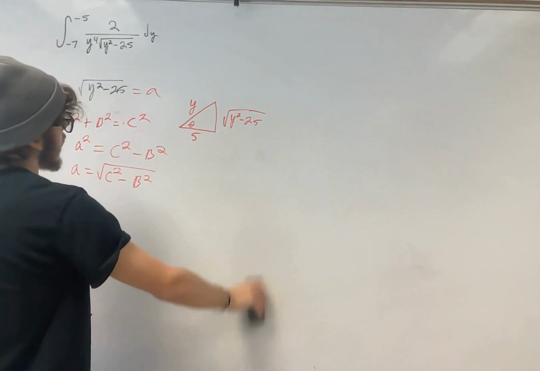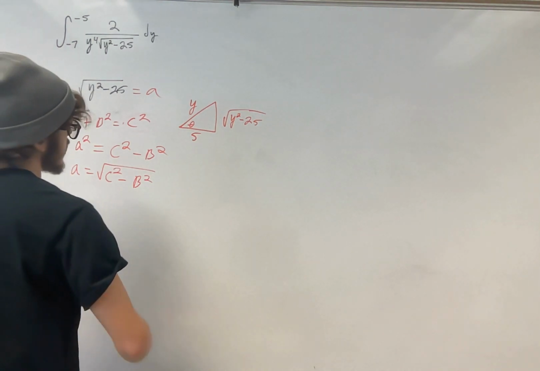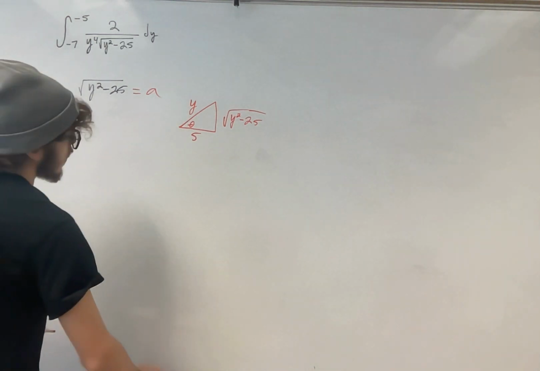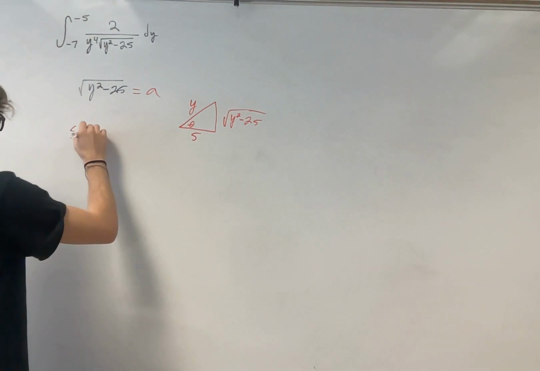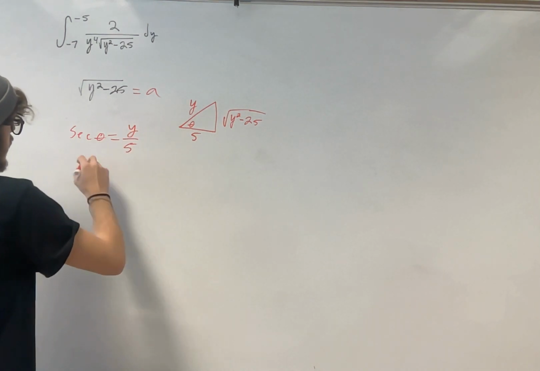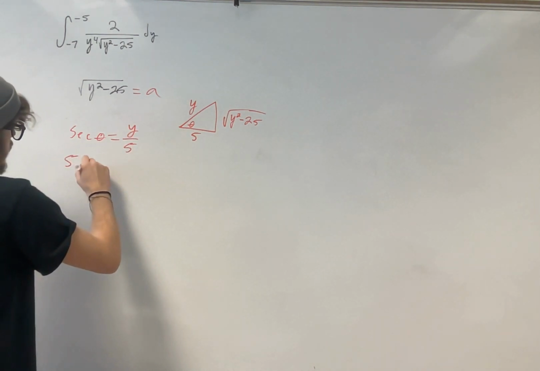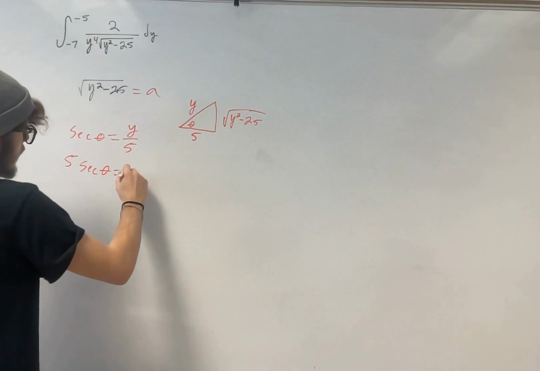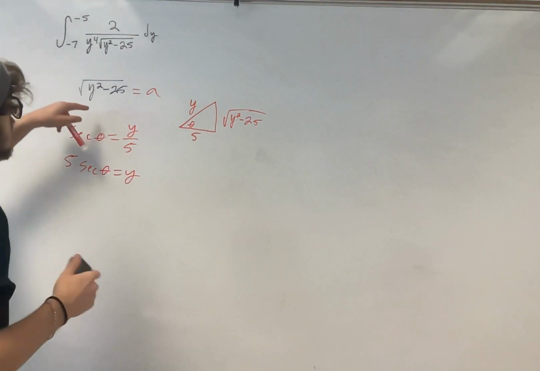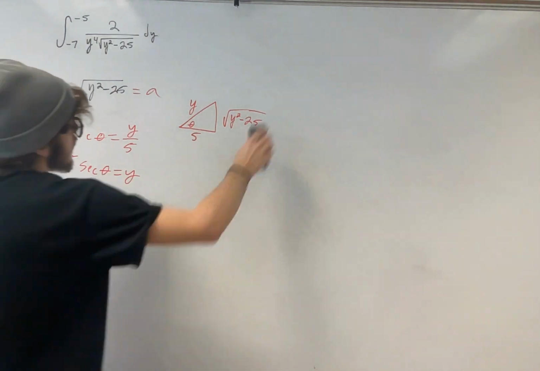So let's go ahead and set that relationship up again. We're going to say that secant of theta is equal to y over 5. That makes 5 secant of theta equal to y. So for every y, we're going to substitute with 5 secant theta.